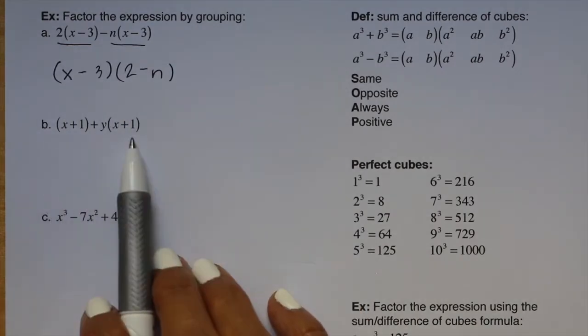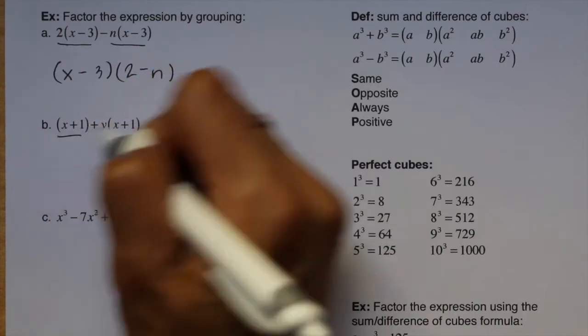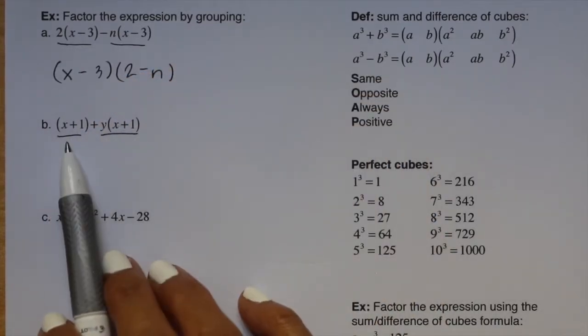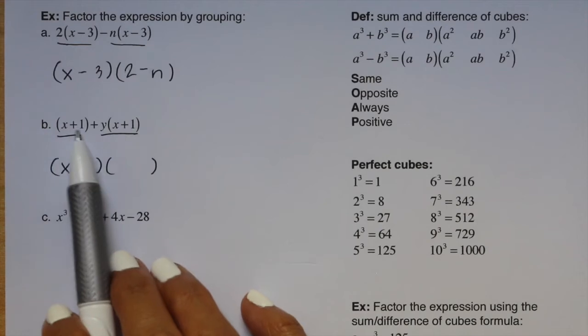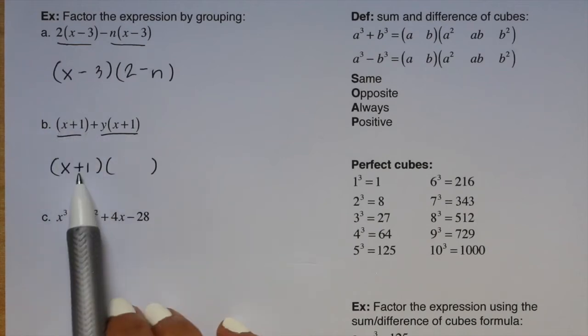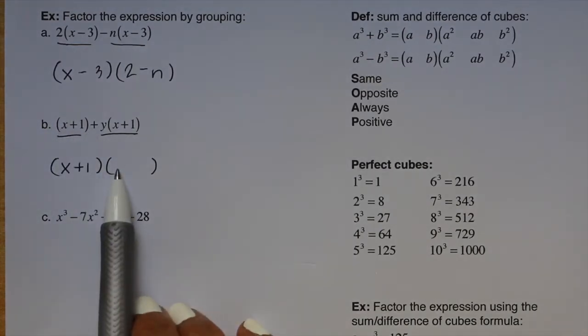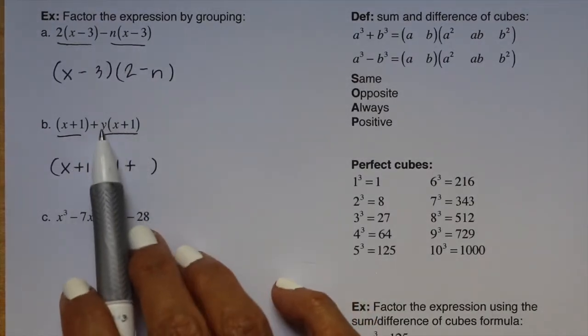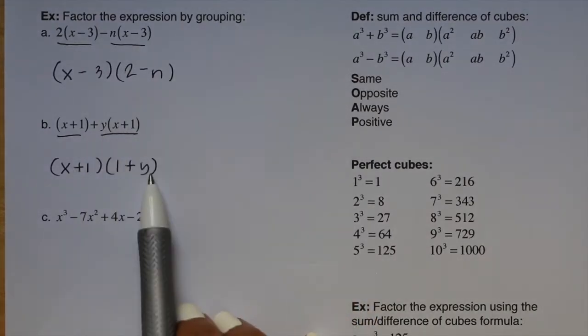We're going to do the same thing for part B. Think of this as two separate terms, and if you ask yourself what they have in common, you see that they both have an x plus 1 in common. So we're going to factor out x plus 1 to the front. This one's kind of strange. When you factor x plus 1 out of itself, you're left with just positive 1. And then when you factor x plus 1 out of this term, you're left with plus y. So here's your final answer.